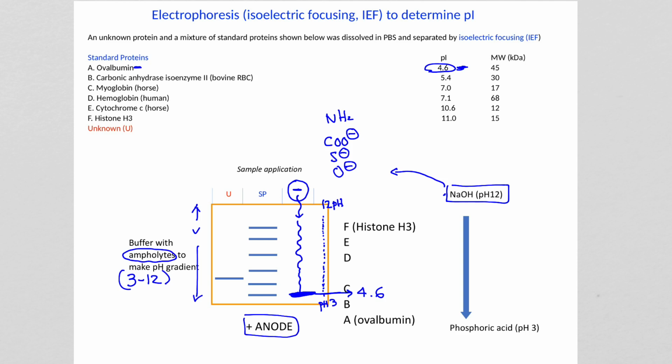And not only that, when the protein has a net charge of 0, it's not very soluble anymore in water, and so it might even precipitate in the gel, forming this line here. So this band here is the band for ovalbumin.